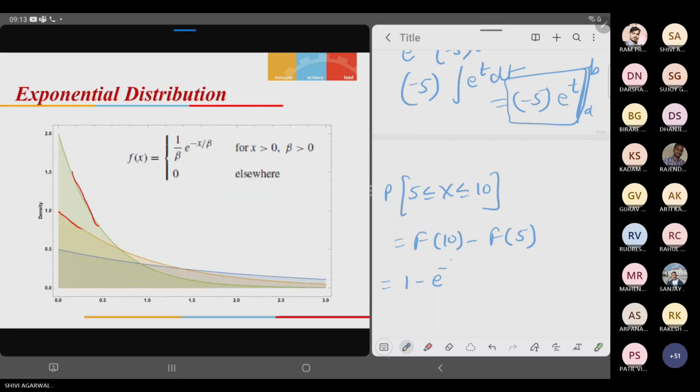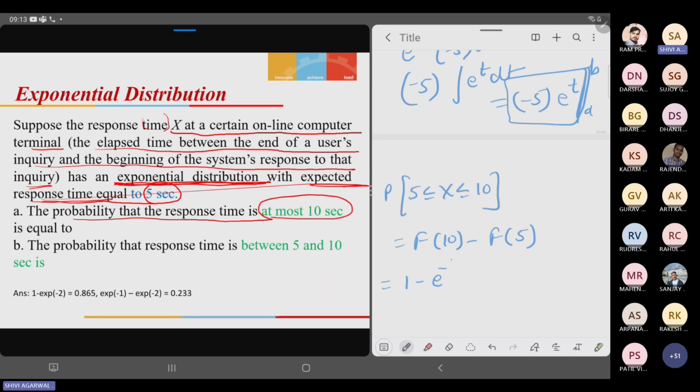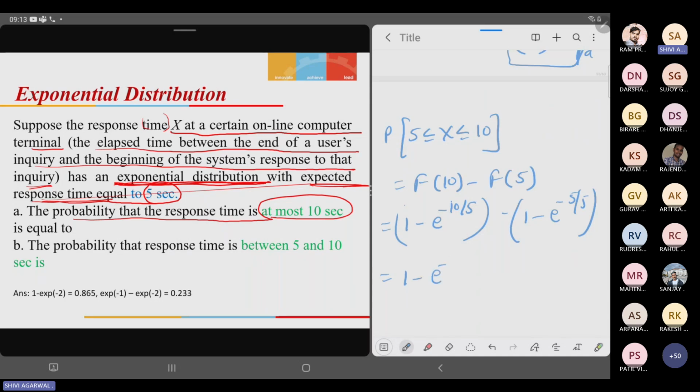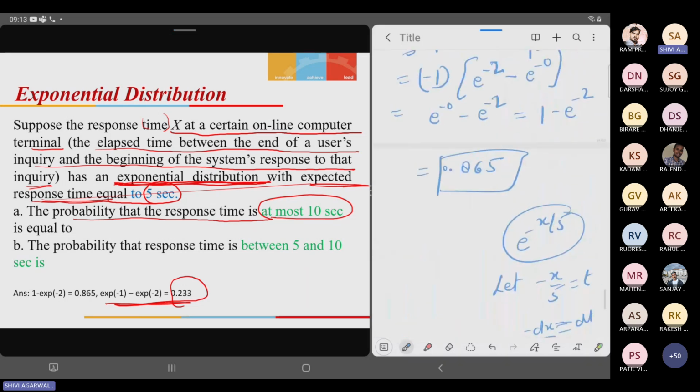x by beta. So it will become 10 by beta, minus 1 minus e to the power minus 5 by 5. Okay. So open it: e to the power minus 2, minus 1 plus e to the power minus 1. So 1 and 1 cancel out. So it will become e to the power minus 1 minus e to the power minus 2. Open it. You will get the answer 0.2333. Is it clear? So this question also you can do by using the direct CDF.